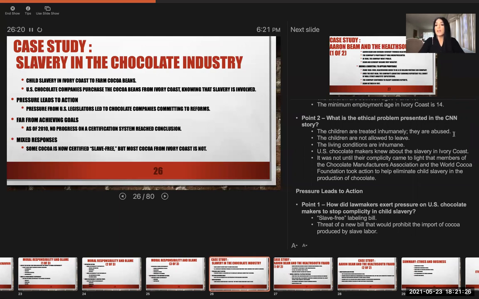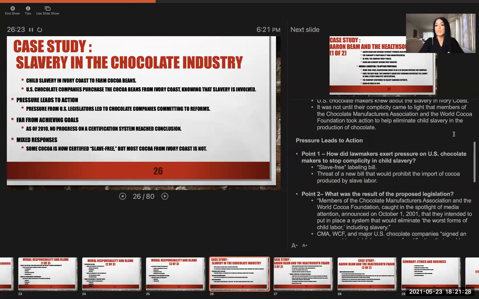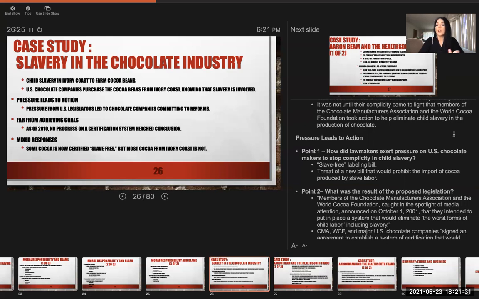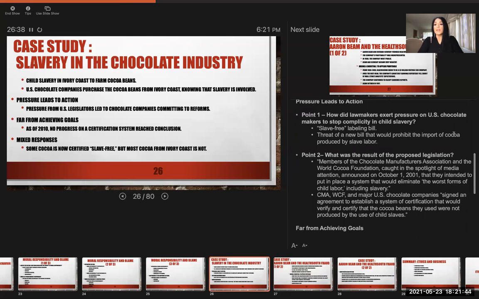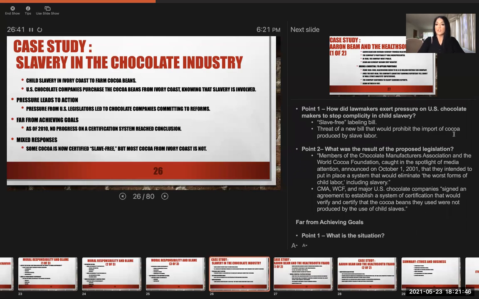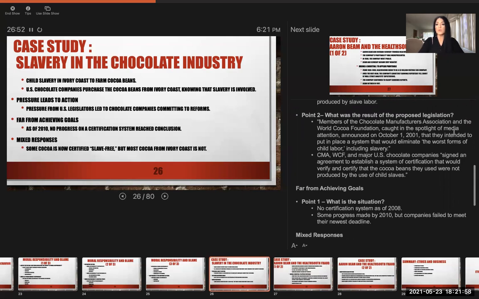The US chocolate makers knew about the slavery in Ivory Coast, and it was not until their complicity came to light that members of the Chocolate Manufacturers Association and the World Cacao Foundation took action to help eliminate child slavery in the production of chocolate. So, how did lawmakers exert pressure on US chocolate makers to stop complicity in child slavery? Well, a slave-free labeling bill, the threat of a new bill that would prohibit the import of cacao produced by slave labor.